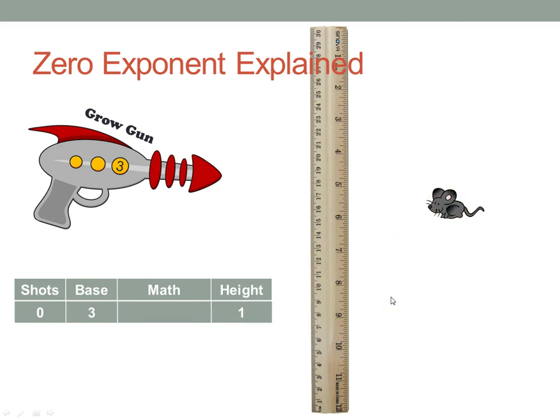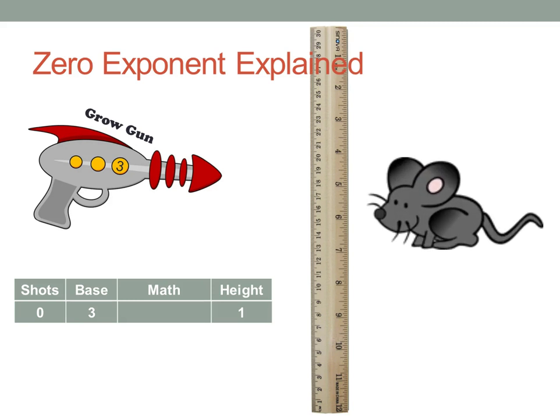I'm gonna shoot my grow gun. Oh, you hear that? Oh, cool. Check out what happened to the mouse. Since I set this to a base of 3, I did one shot, the mouse is now 3 inches tall. Look at that, 4 to 7, or 3 to the first power. Now, we've learned that before. Any number to the first power is just that number. And the height here is now 3 inches.